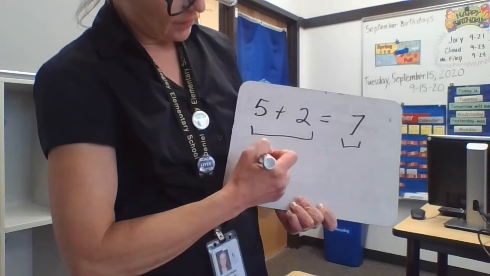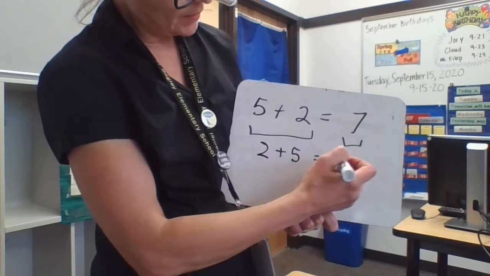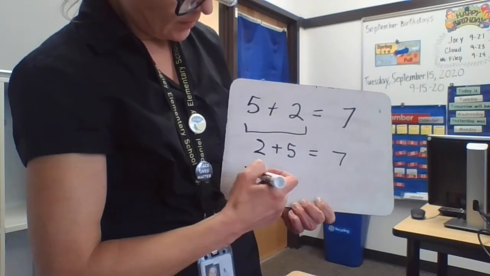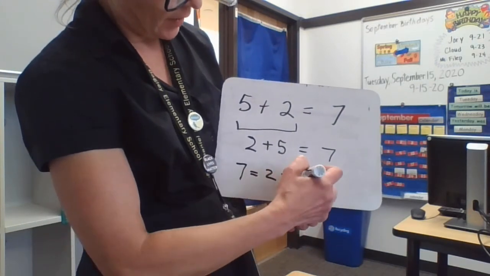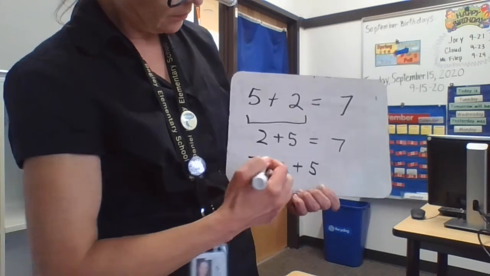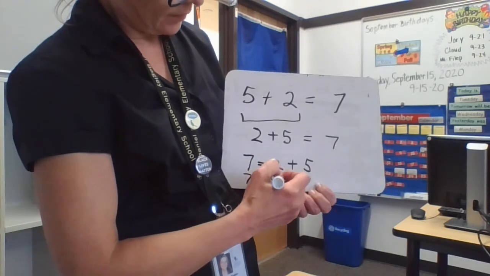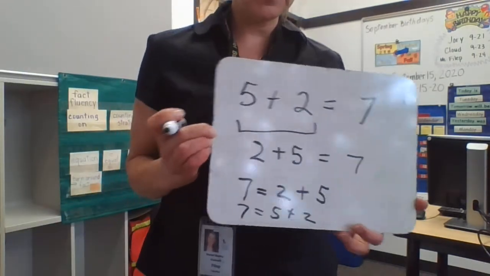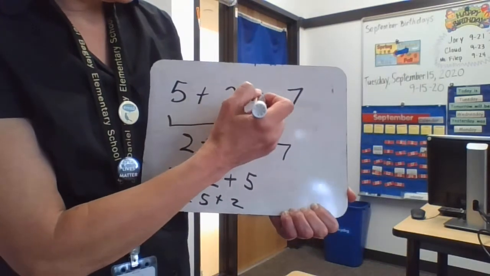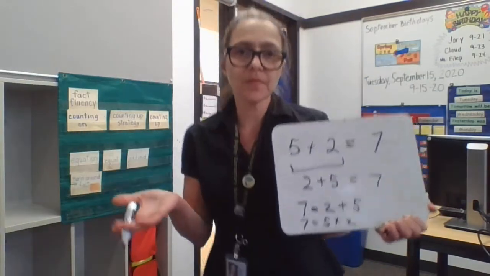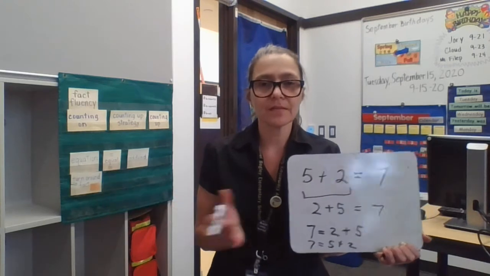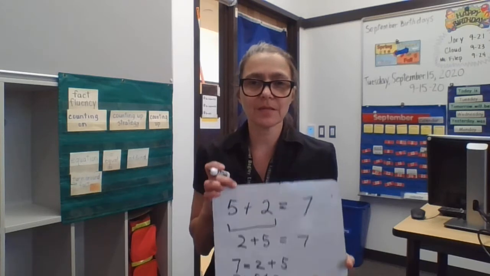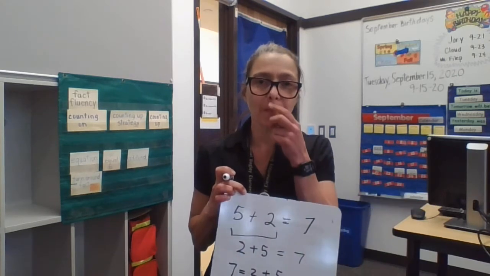So it doesn't matter if it's 2 plus 5 equals 7. And it also doesn't matter if it's 7 equals 2 plus 5 or 7 equals 5 plus 2. The important idea here is that the equal sign, you've got to think of that as like a balance. The value on one side of the equation has to be the same as the value on the other.